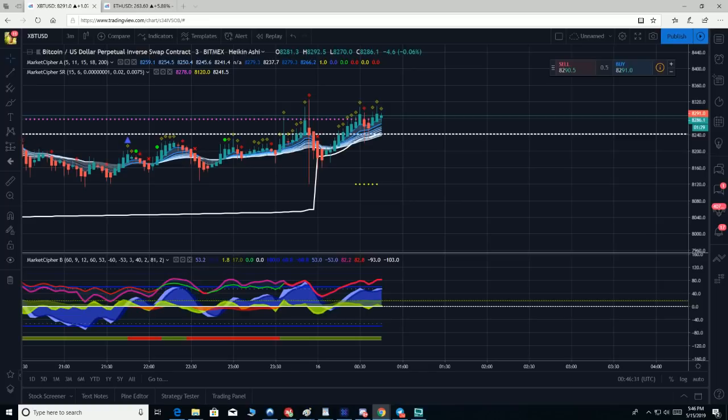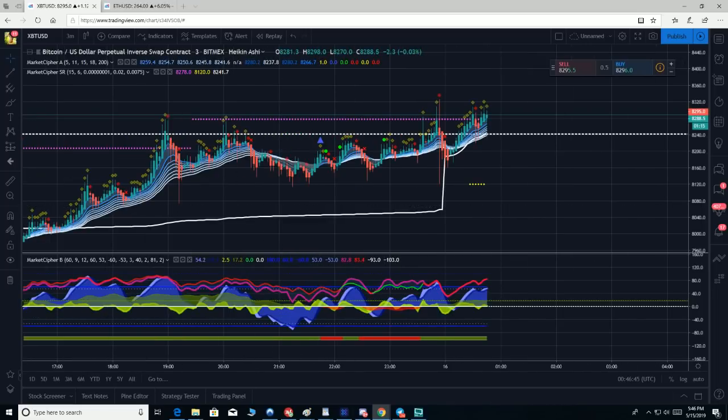I took profit on ETH. This is Drum Code. Man, this shit is going nuts right now.